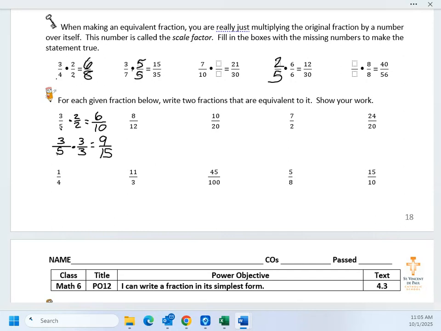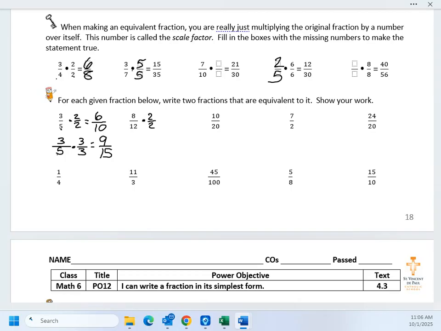Let's do another one. Do I have to do multiplying by 2 and multiplying by 3? No. You could multiply by 10. You could divide by 2. Okay, as long as you're doing the same scale factor, you can use whatever numbers you want. Use what's easy for you.